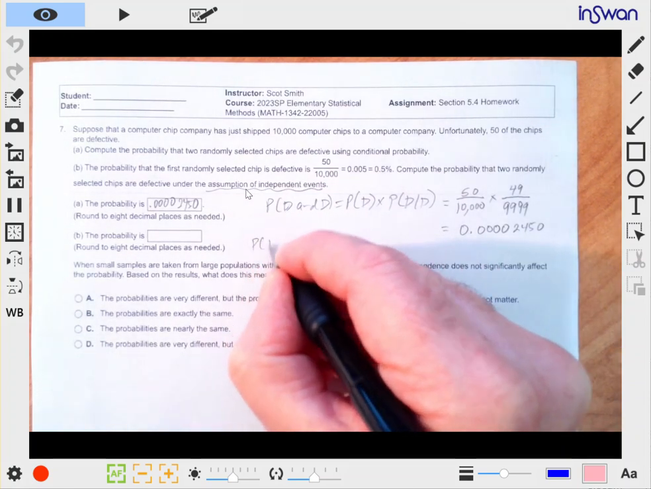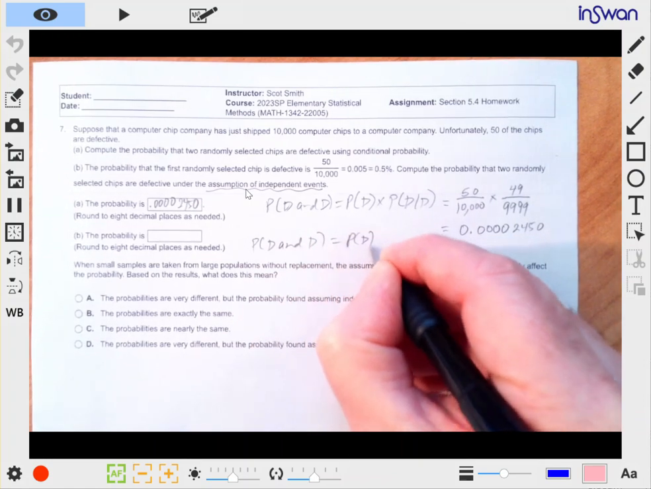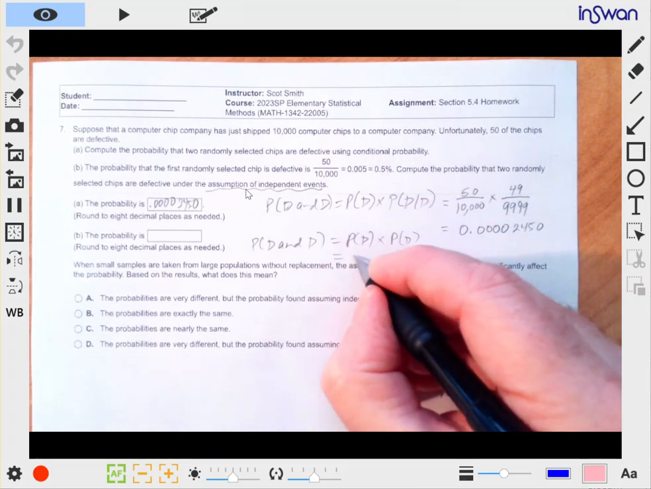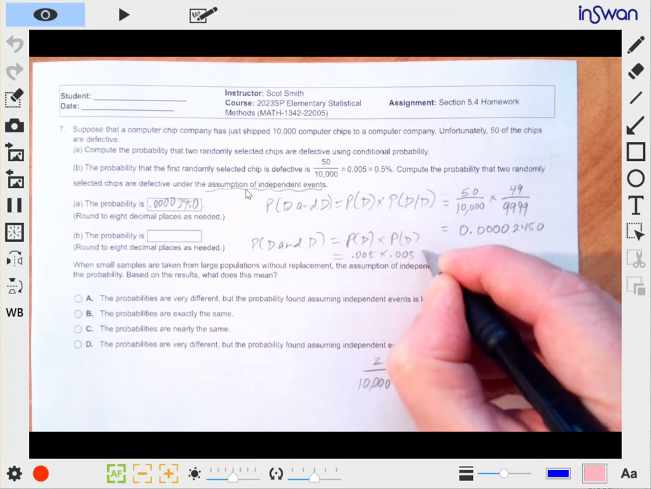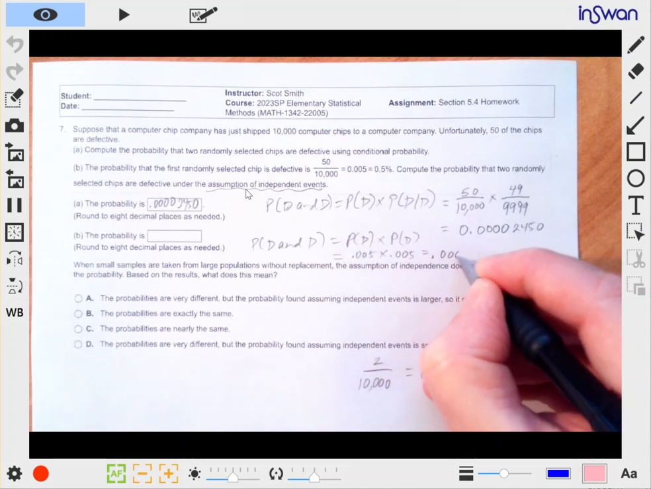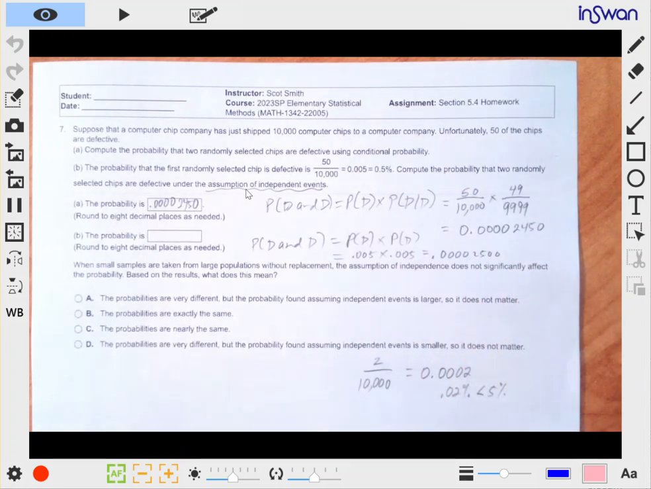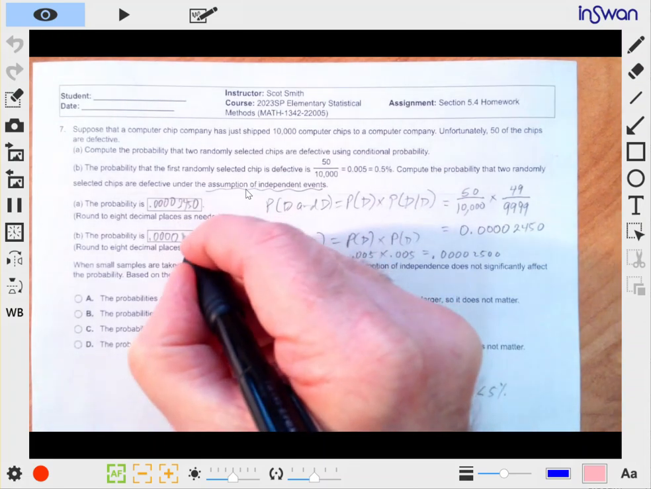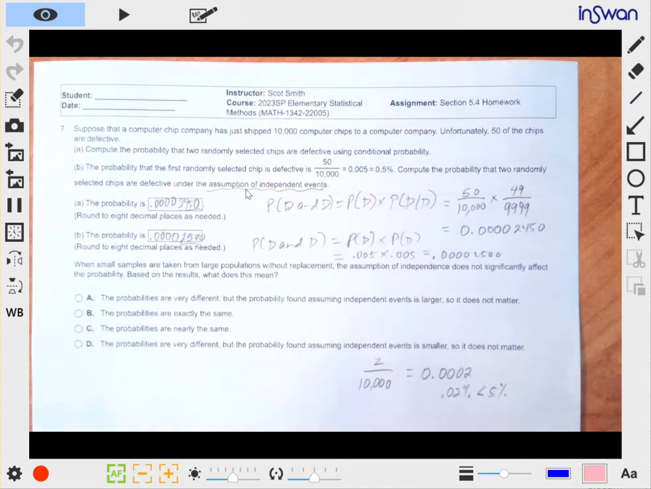So the probability of D and D, defective and defective, is the probability of defective times the probability of defective. And they told us that was 5 thousandths times 5 thousandths, which is 0.0000, so 4 zeros, 2500, because we have to round to 8 decimal places. So 0.00002500. And you can see these are pretty close.